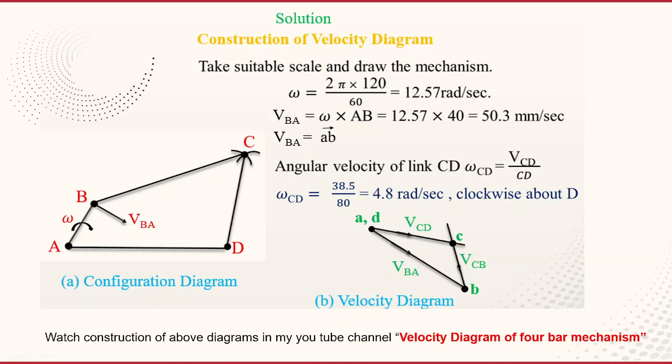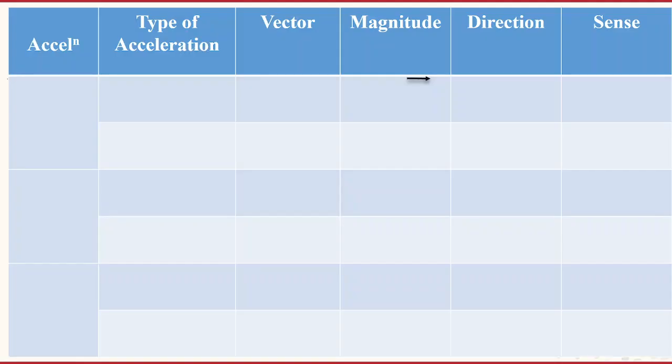Before going to draw the acceleration diagram, first of all we need to find out the acceleration of all the points. Because this vector has both magnitude and direction, we need to get all the information before drawing the acceleration. For that purpose, I prepared this tabular form.